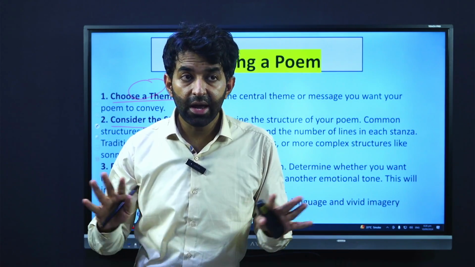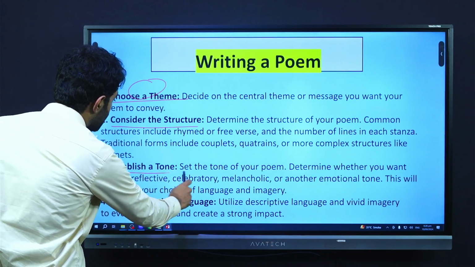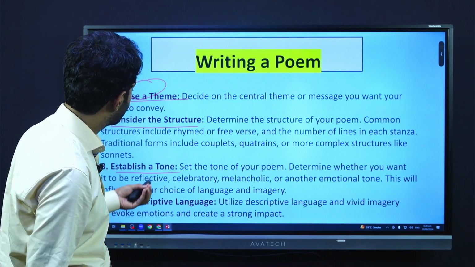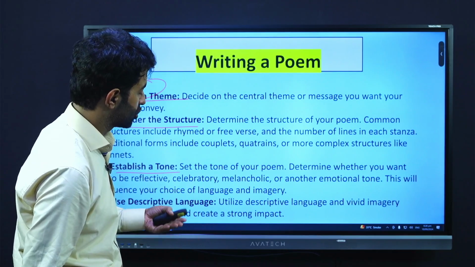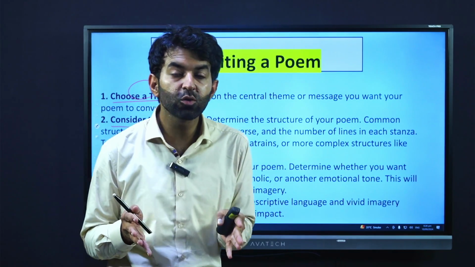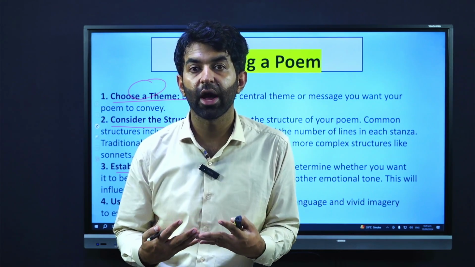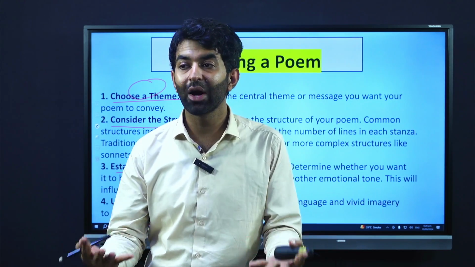So you will be clear about which structure to follow. Then you will establish a tone. Determine whether you want it to be reflective, celebratory, melancholic, or another emotional tone. So what is the emotion of the poem we want to write, because we want to write multiple stanza poems or even a poem containing 1 stanza.